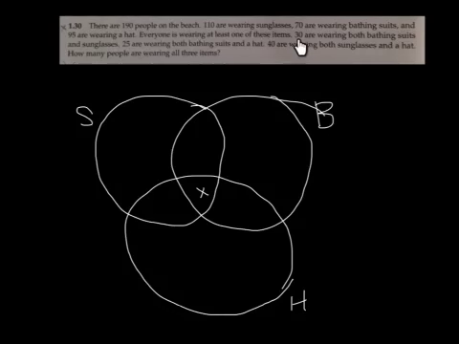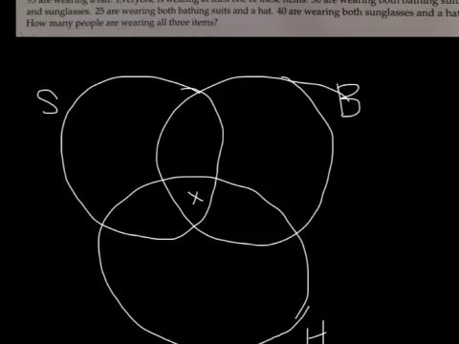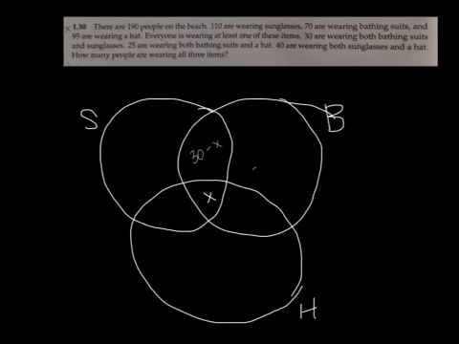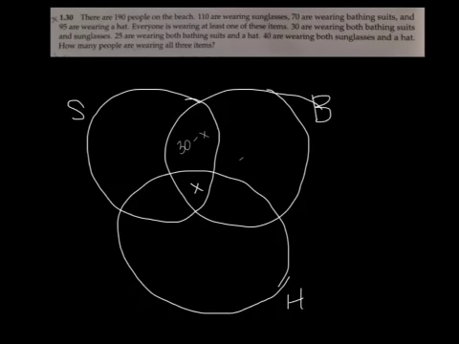It says right here, 30 are wearing bathing suits and sunglasses, which means this region right here is 30 minus X. Now, let's zoom back out. 25 are wearing both bathing suits and a hat, so that's the same exact reasoning. We're going to put 25 minus X right there.